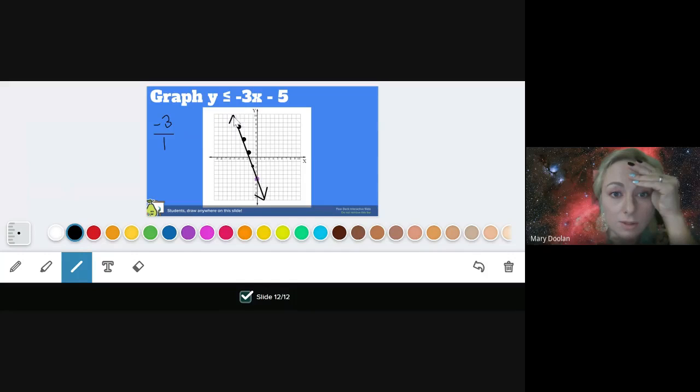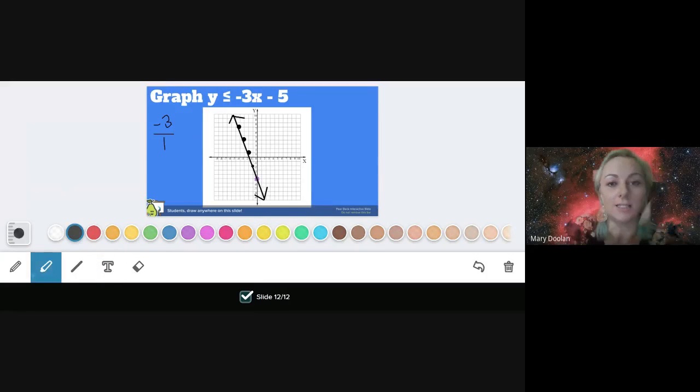Okay, so step 1 that we had was get in slope-intercept form. It's already there. Step 2, graph the actual line. Step 3, decide if it's solid or dashed. It includes the equal to, so we're going to leave it solid. And then we're going to shade it in the last step. So y is less than or equal to. So look at where it crosses the y-axis. Where is y less than? I have to go down. I am shading on this side.